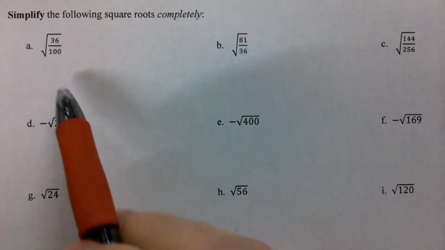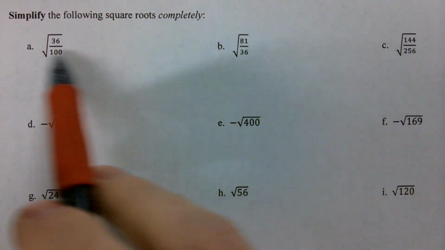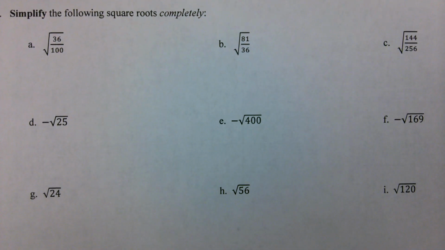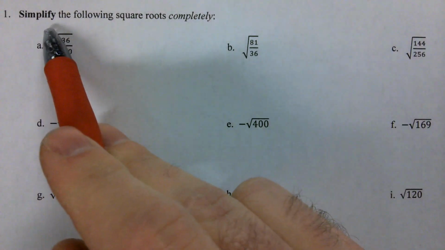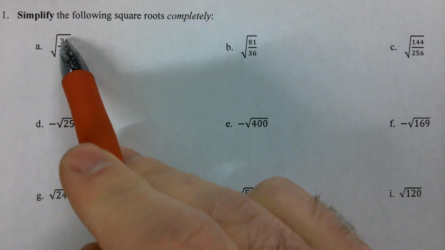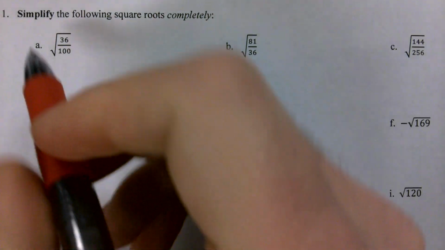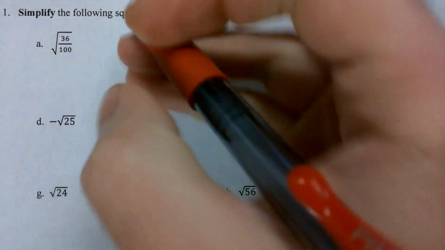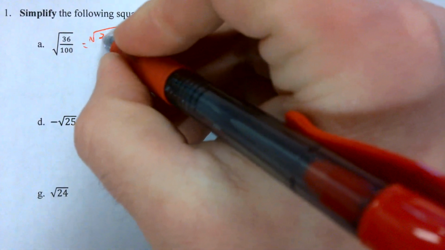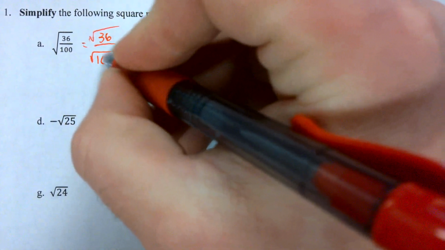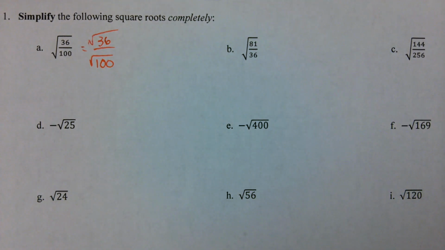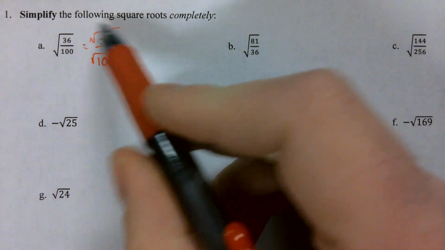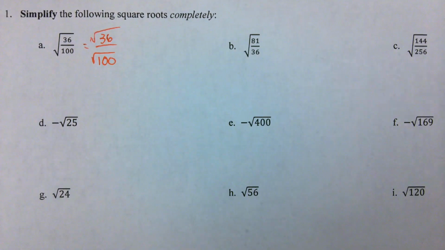So surprisingly, these fraction square roots gave a lot of people trouble. I think there were like 12 people that said they had trouble with these yesterday. So if we're going to simplify these square roots, the first thing we want to do is think of it not as a fraction inside a square root, but as two square roots in a fraction. Okay, guys. So root 36 over root 100.